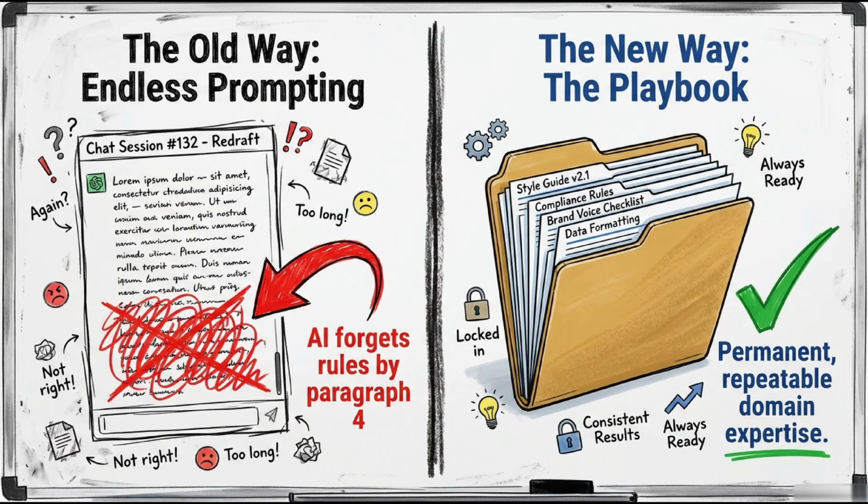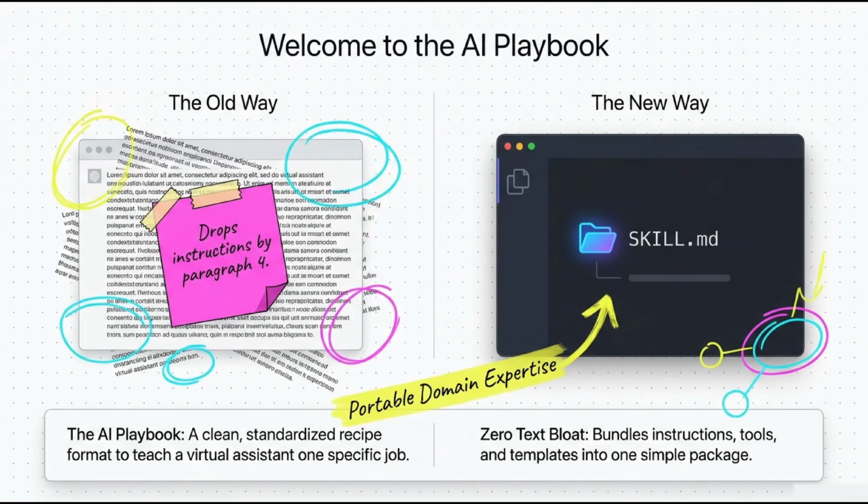And as someone who spends a ton of time trying to get AI to format data or draft specific emails, and gets so frustrated when it starts hallucinating halfway through, I am fascinated by how this works under the hood. Well, to understand the architecture of an agent skill, you absolutely do not need a computer science degree.